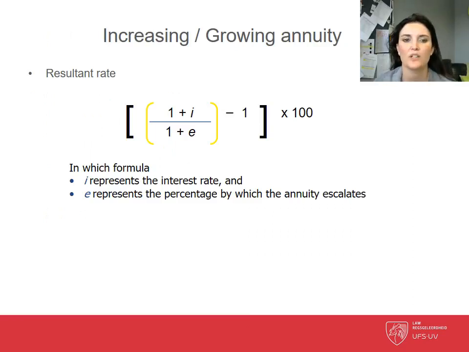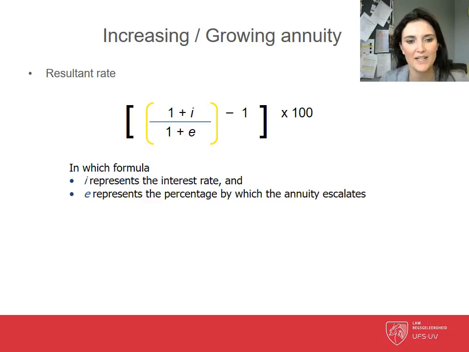The last thing that we're going to discuss is an increasing or growing annuity, because you are working with two different interest rates, so that could be confusing. Now, when you work with two different interest rates, one would be a growth rate and the other one would be the interest rate, you're going to use this specific formula, which is your resultant rate. So the interest rate that you earn, and you have an escalation rate or growth rate, and putting those two together gives you the resultant rate, the rate as a result of those two interest rates.